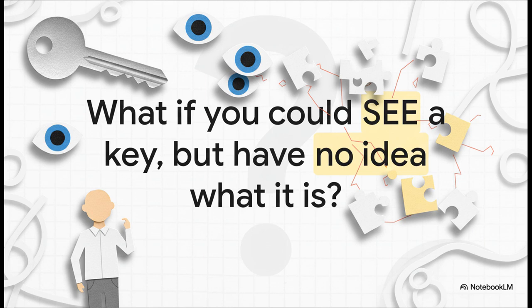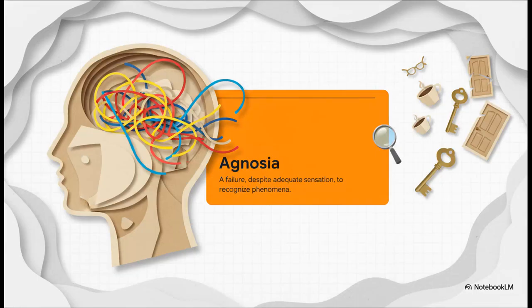Your patient is sitting right in front of you. You hold up a simple key. Their vision is perfect, 20/20. They can describe its shiny metal, the little teeth, the circle at the top. But when you ask, "What is this? What's it for?" you just get a blank look. You see, there's a huge disconnect happening between what they're sensing and what they're recognizing. And that condition, right there, is called agnosia.